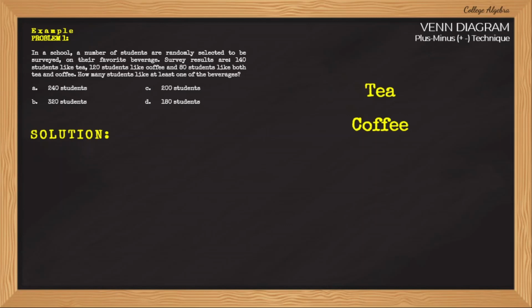So let's do it. For example, in this problem, the number of students who like tea is 140, while for the coffee, that is 120. So this is the list for each single set. Again, we only have two sets, tea and coffee. So for students who like tea, there are 140, and for the students who like coffee, there are 120. Moreover, for both tea and coffee, there are 80 students who like both. So this is the combination of two sets.